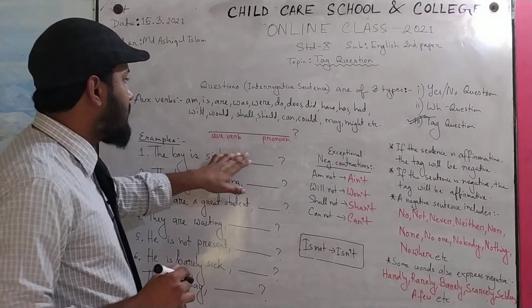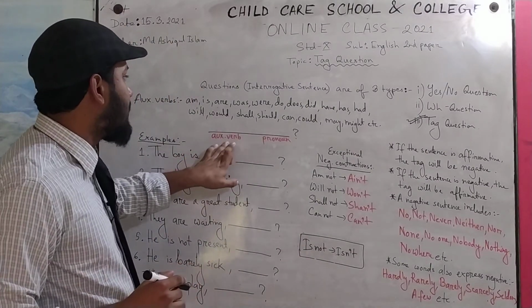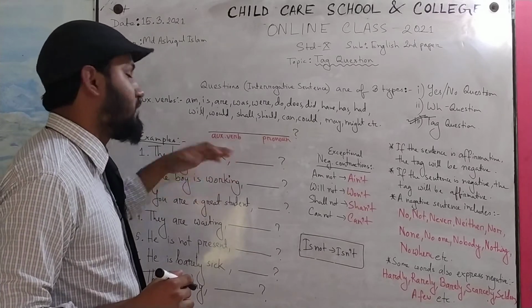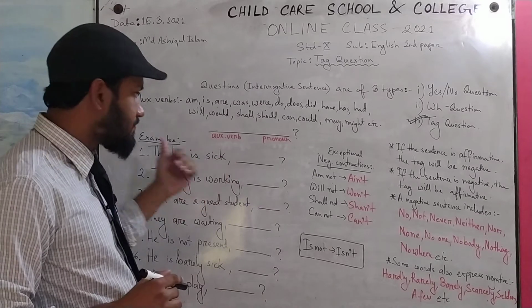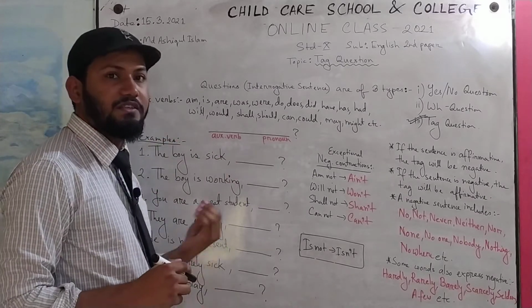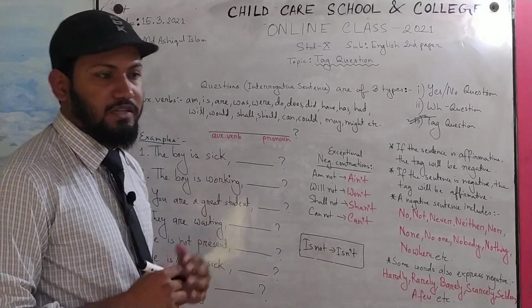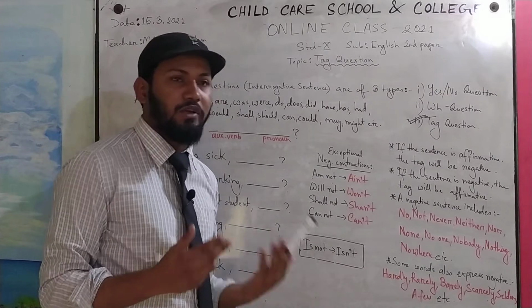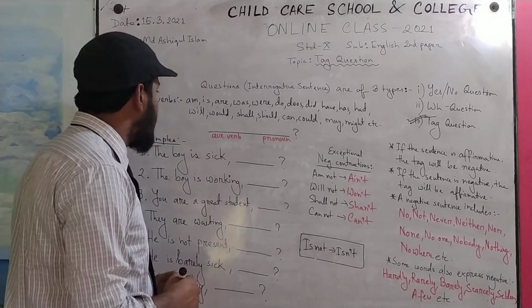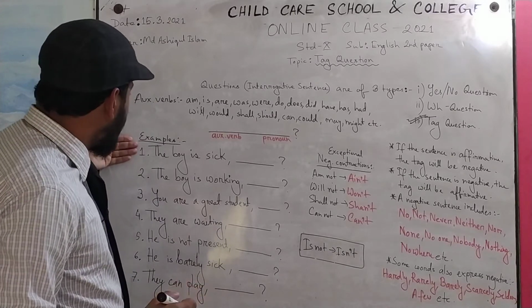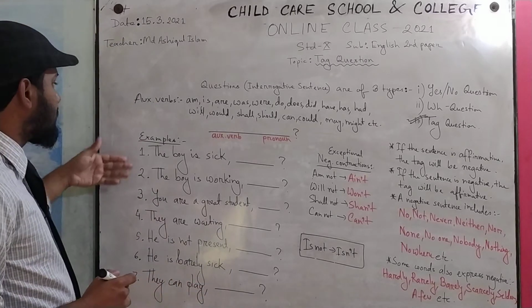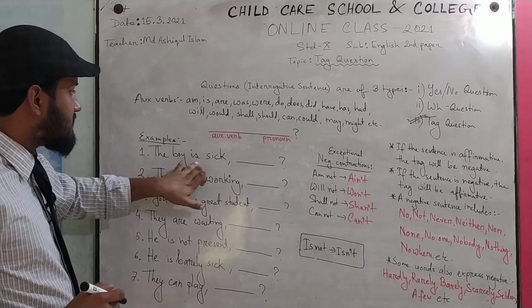So as we know, when we are forming tag questions, we will have an auxiliary verb that we will find out from the sentence, then the pronoun that is relative to the subject. Tag questions are also called tail questions. We usually use tag questions without even knowing about it in our usual life. Here are some examples that we have written down for you. Let's see the first one. The boy is sick.